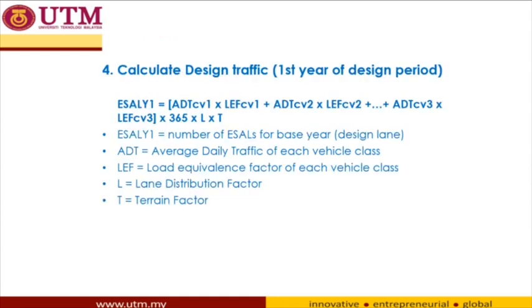And then we have the calculation of the design traffic for the first year of the design period. From the slide, as you can see, the equation of the design traffic consists of a few parameters. The first one is the ADT, average daily traffic of each vehicle class, multiplied by the LEF, load equivalency factor of each vehicle class, and then multiplied by 365 for 1 year estimation, the lane distribution factor, and finally the terrain factor, as described in the previous slide.